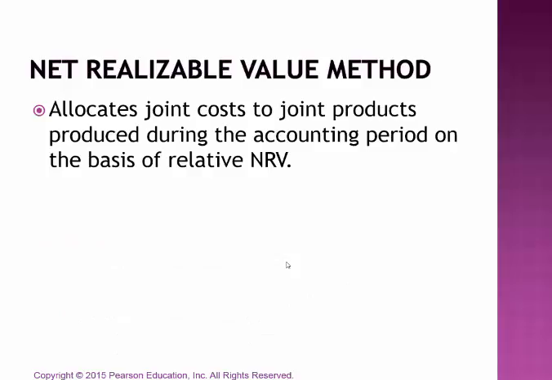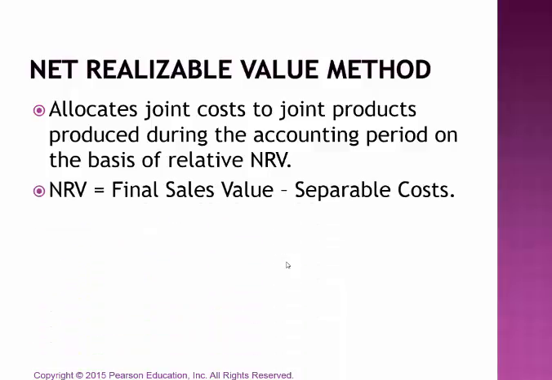All right, so this one allocates joint cost, those costs incurred up to the split off point, to joint products produced during the accounting period on the basis of what is called the relative net realizable value. Okay, so we know when we see the word relative, we're talking about using those weights yet again.